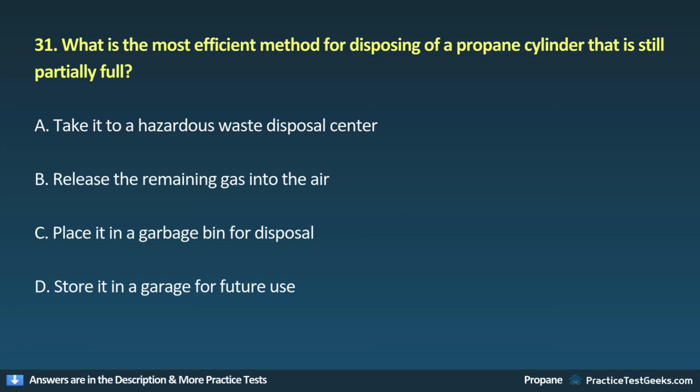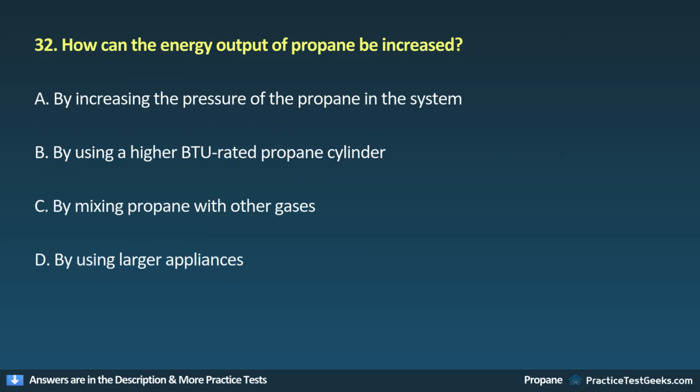B. Release the remaining gas into the air. C. Place it in a garbage bin for disposal. D. Store it in a garage for future use. 32. How can the energy output of propane be increased?